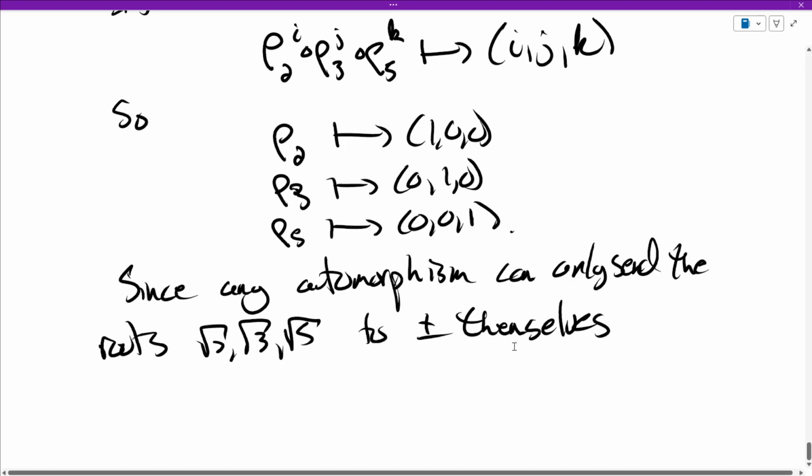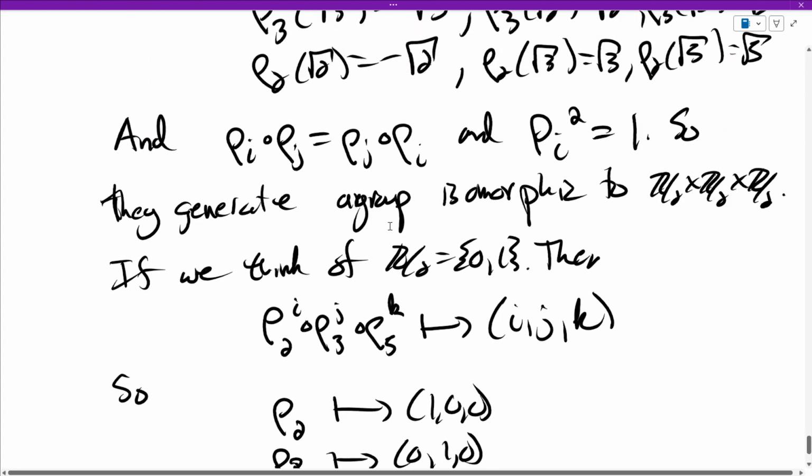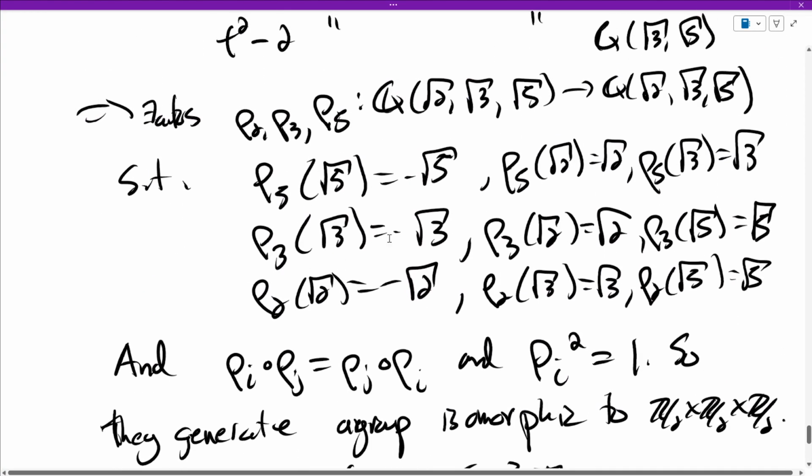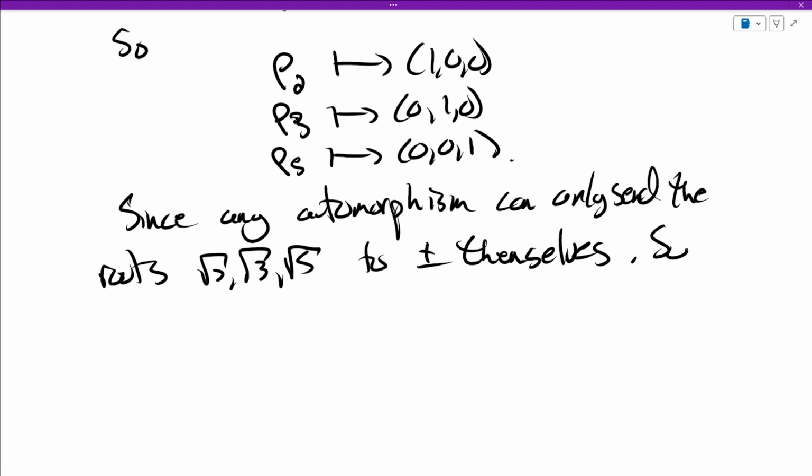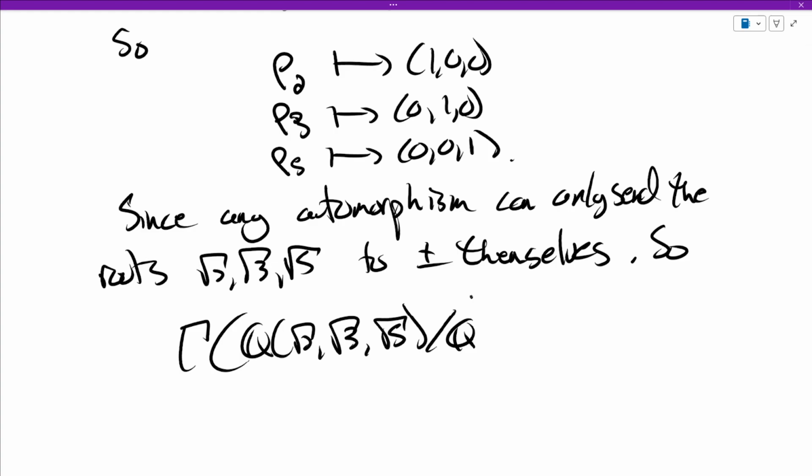Root 2 must go to a square root of 2. Root 3 must go to a square root of 3, and so on. And so any automorphism you can build, because if you need to negate both root 5 and root 3, you do rho 3, rho 5. If you need to negate all of them, you do rho 2, rho 3, rho 5, and so on. So any way of negating the roots you can build with these generators. So the Galois group of Q adjoin root 2, root 3, root 5 is actually just these guys.